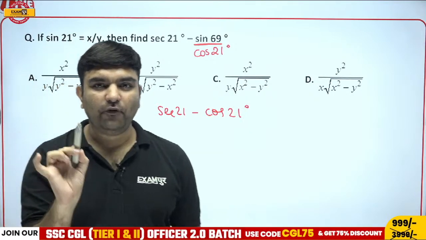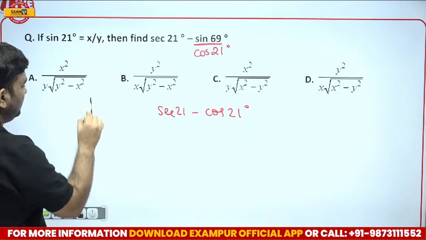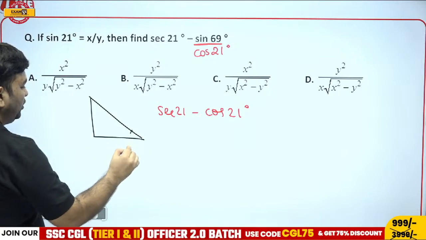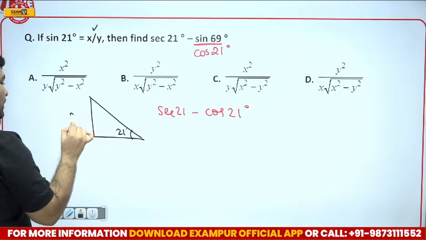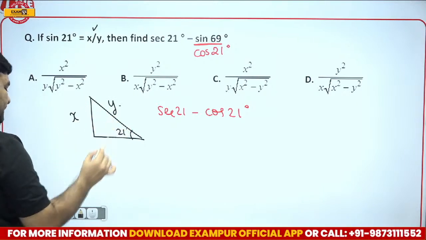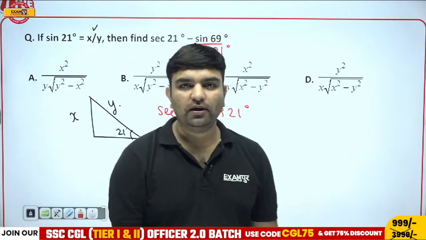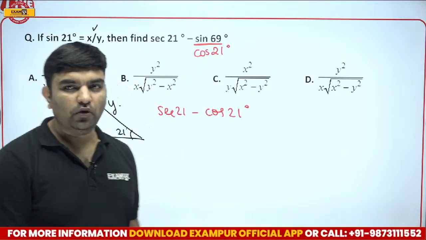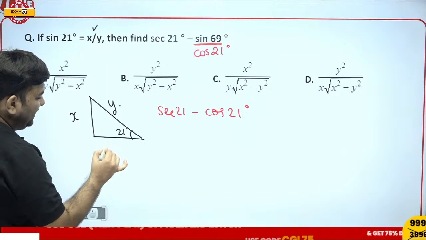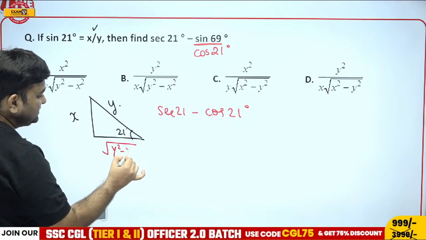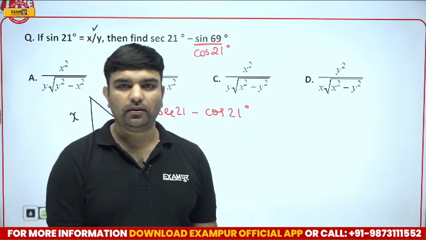Now make a triangle for 21 degree. Sine is given as x upon y, and sine is perpendicular over hypotenuse. So perpendicular is x, hypotenuse is y, and base is under root of y square minus x square.